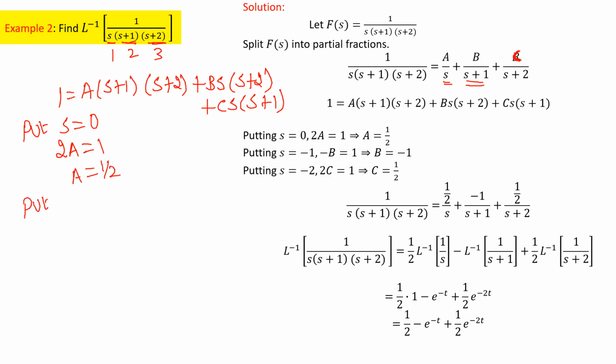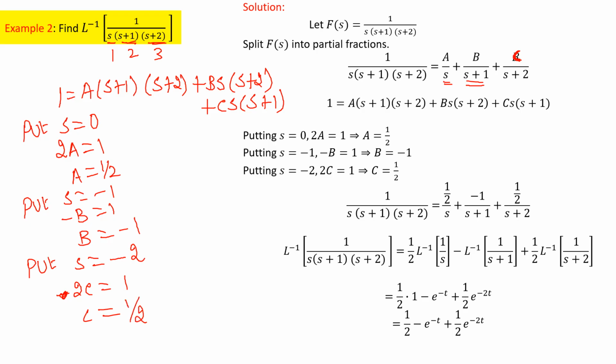If I substitute s equal to minus 1, I will get minus b equal to 1. That means b equal to minus 1. If I substitute s equal to minus 2, I will get 2c equal to 1. So from this I have come to a conclusion that c equal to 1 by 2. Now substitute a value, b value and c value here, we will get this one.